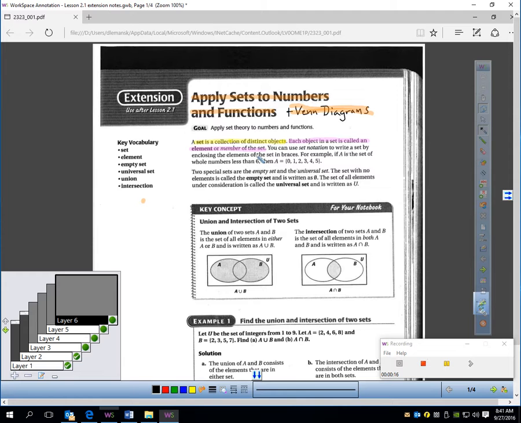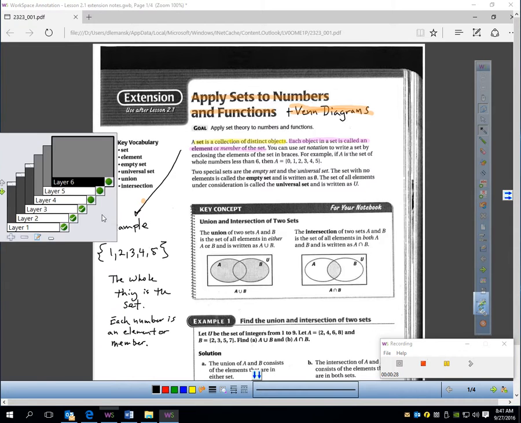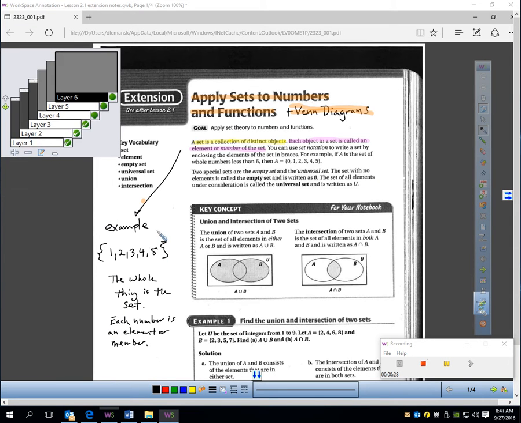If that's not making sense to you right now, that's okay. I'm going to give you an example here in a minute of what that would look like. Let me move this so you can see that example. Here would be an example of a set and elements of a set. Let's take the numbers 1, 2, 3, 4, 5. This whole thing would be called the set, so I'm going to circle it. Each number is an element or member of the set. So for example, the number 1 would be called an element of that set.